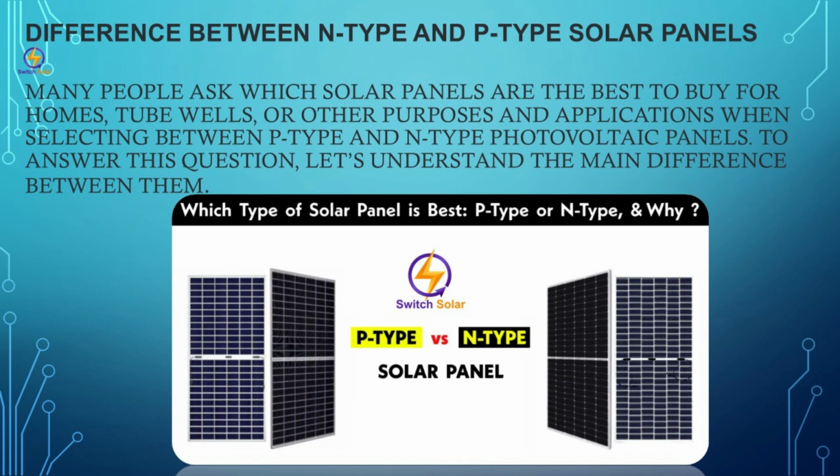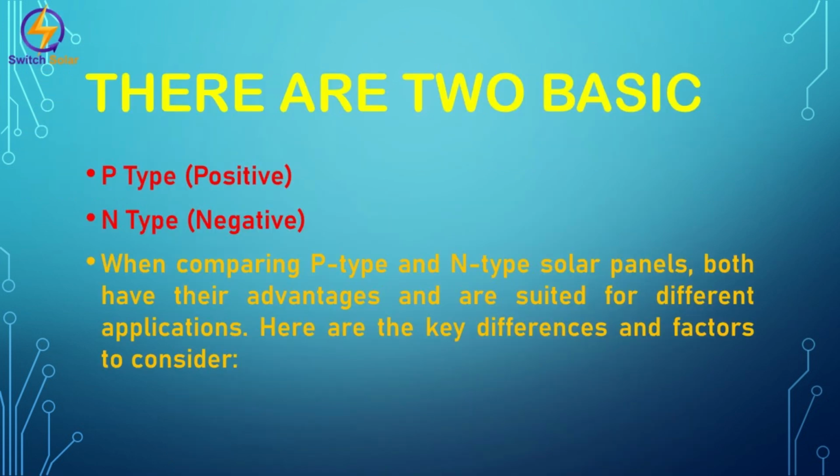Many people ask which solar panels are the best to buy for homes, tube wells, or other purposes and applications when selecting between P-type and N-type photovoltaic panels. To answer this question, let's understand the main difference between them. There are two basic types of solar panels: P-type, positive, and N-type, negative. When comparing P-type and N-type solar panels, both have their advantages and are suited for different applications. Here are the key differences and factors to consider.